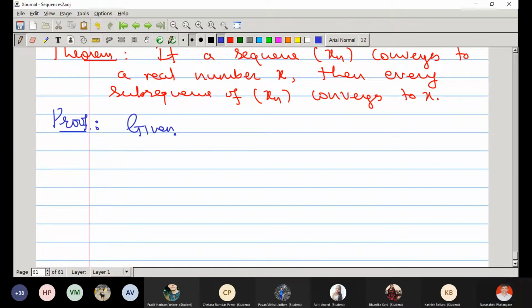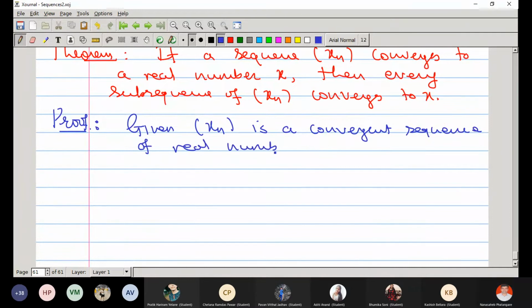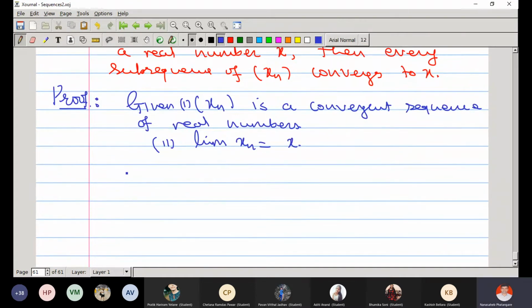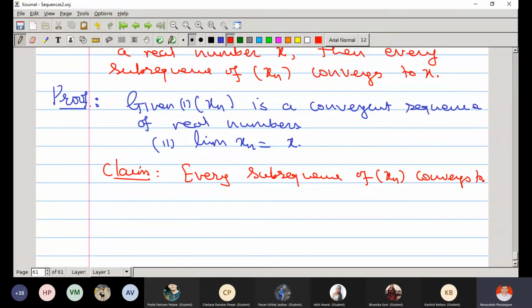Okay, so what is given? xn is a convergent sequence of real numbers. This is given. And the second thing, the limit of xn is x. This is given. What is our claim? Every subsequence of xn converges to x. This is our claim.